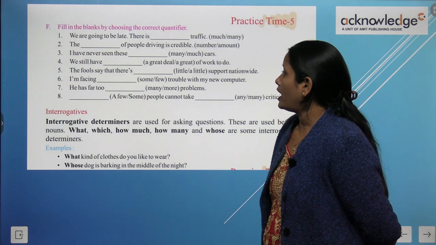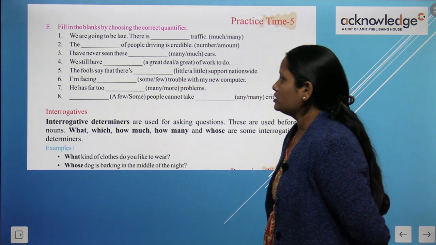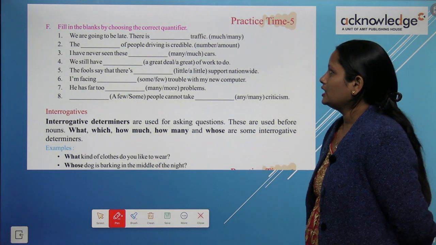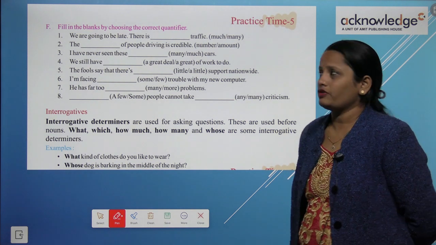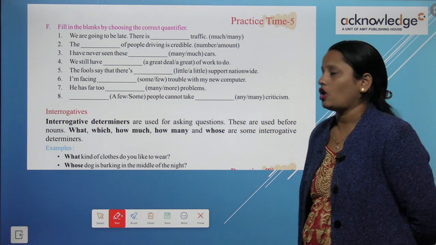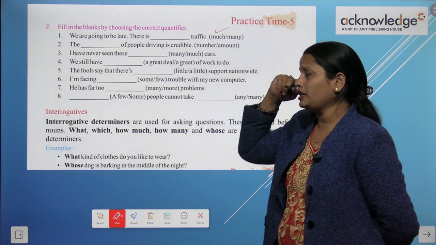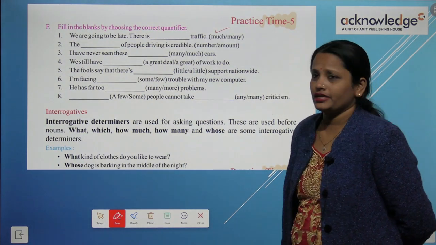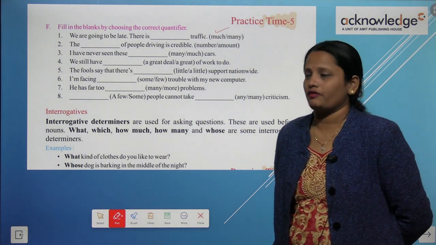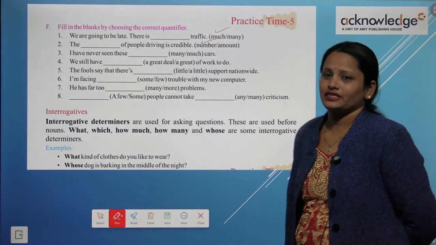Now fill in the blanks by choosing the correct quantifiers. So here we have to choose the quantifiers, and the first one is we are going to be late. There is dash traffic. Traffic is countable or uncountable? It's uncountable. So क्या आएगा? Much or many? So there is much traffic. Next, the dash of people driving is incredible. So the number of people driving is incredible, or the amount of people driving is incredible. So here the number of people driving is incredible.